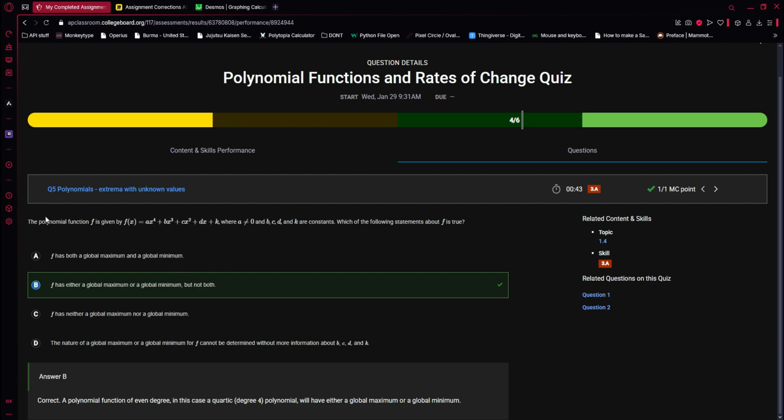Okay. Polynomial function is given. Ax, whatever. This is a standard cubic function, not cubic. Standard 4th degree polynomial, right? Where a is not equal to 0, so the highest degree is not equal to 0. And these are all constants. What is true? Well, let's think about this. What are the rules for graphing equations?